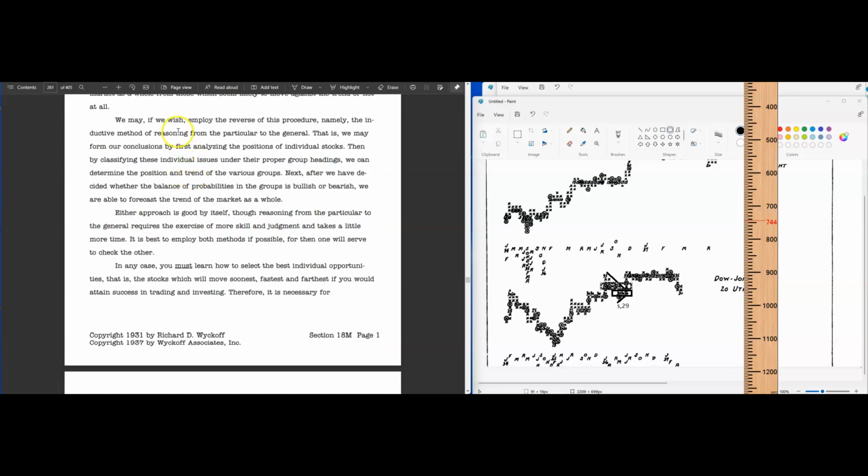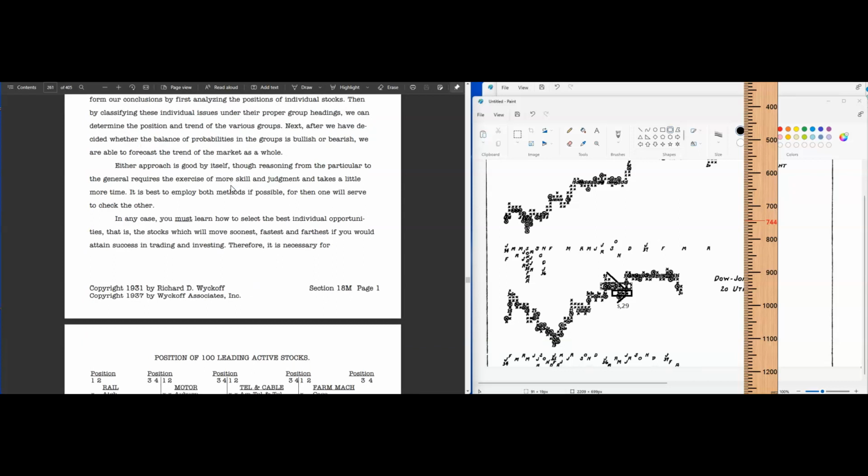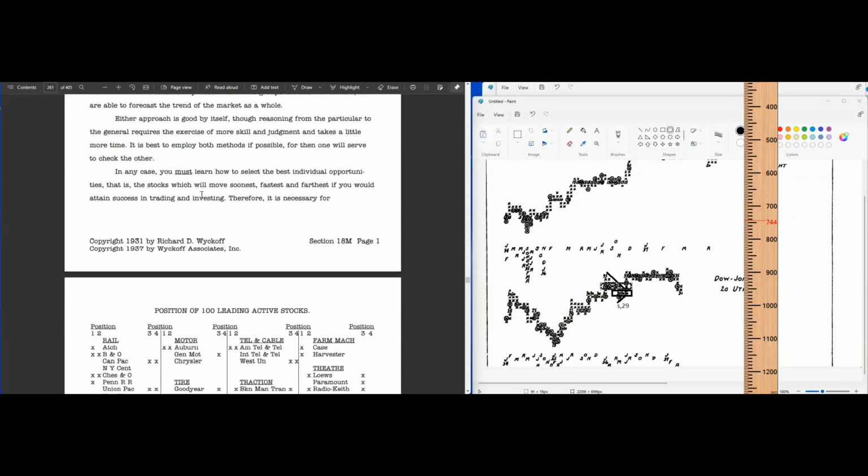All right. We may, if we wish, do the reverse of this procedure, which is bottom up. I don't recommend this at all because people are pretty bad at it, and you really should go top down. All right. But I mean, if you want to, have at it. Either approach is good by itself, though reasoning from the particular to the general requires the exercise of more skill and judgment and takes more time. So why do it? Make trading easier, not harder. You must learn how to select the best.